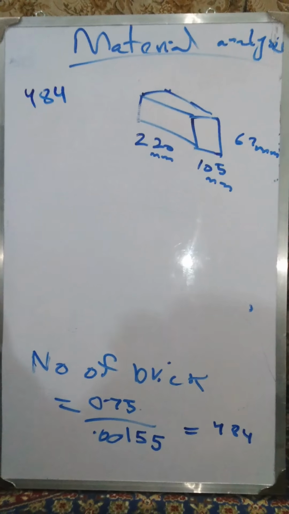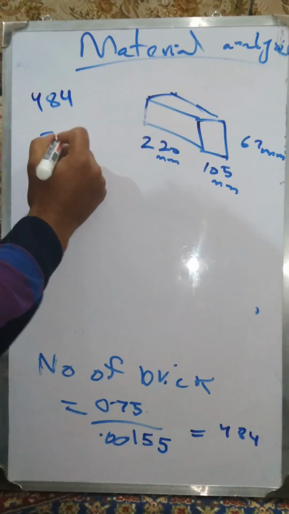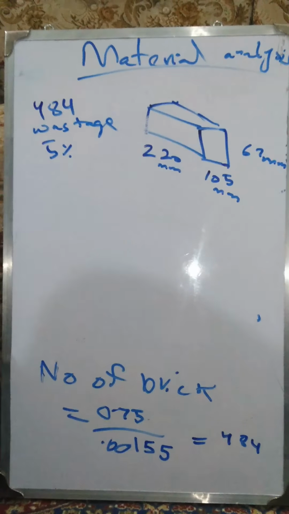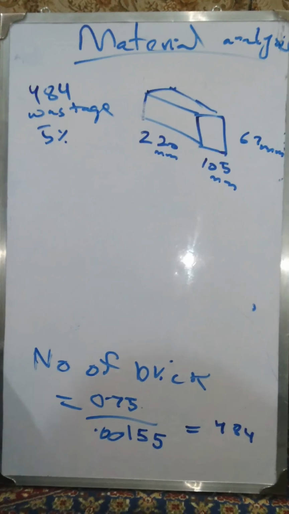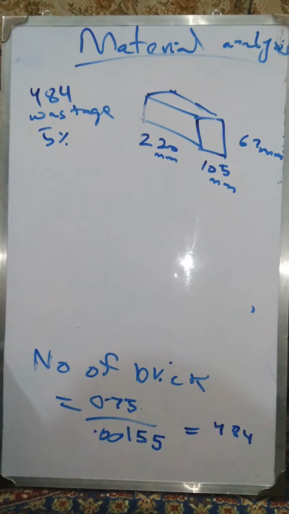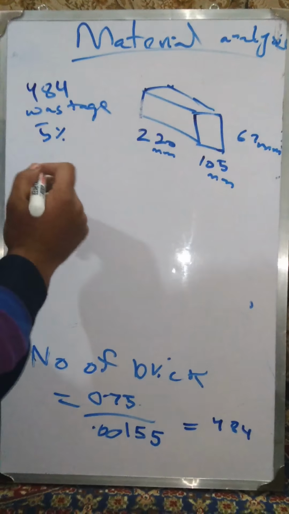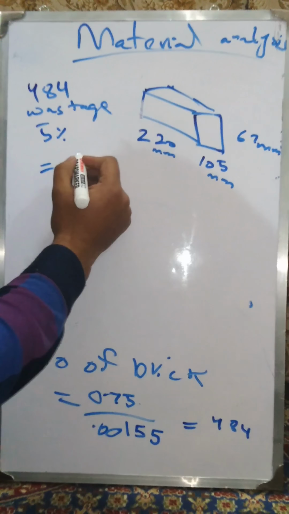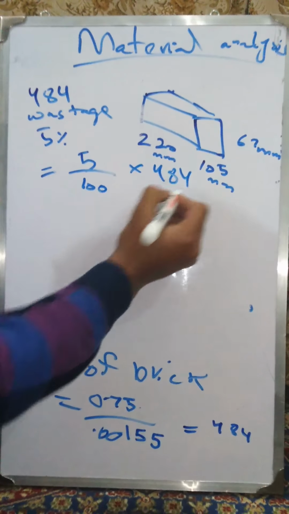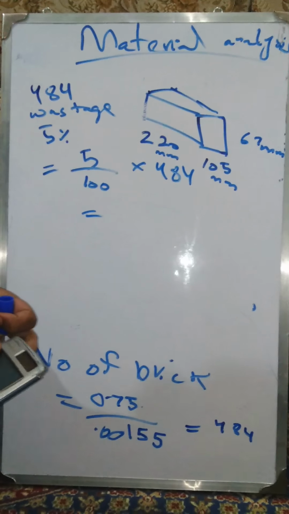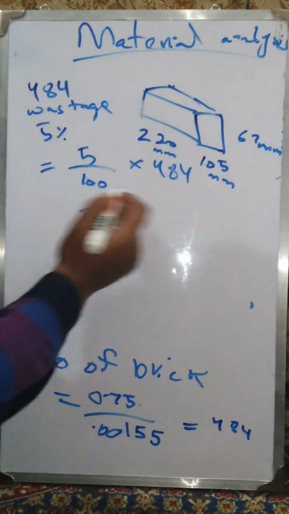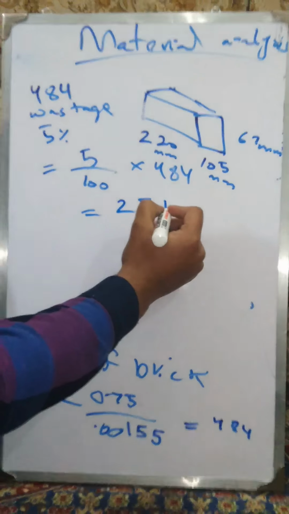484. Let's take 5% of 484, which is wastage. These are the bricks which are wasted during construction, like breakage, or short bricks, or even bricks we use for filling some areas. So 5% would be the wastage of the total number of bricks. So 5 by 100 into 484, that is 0.05 into 484, would be 25 bricks.